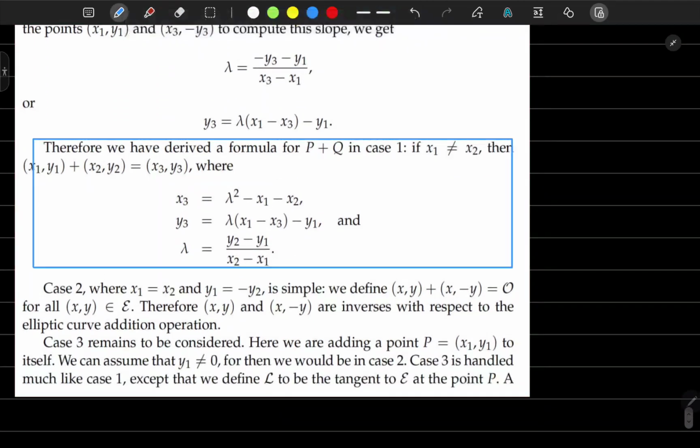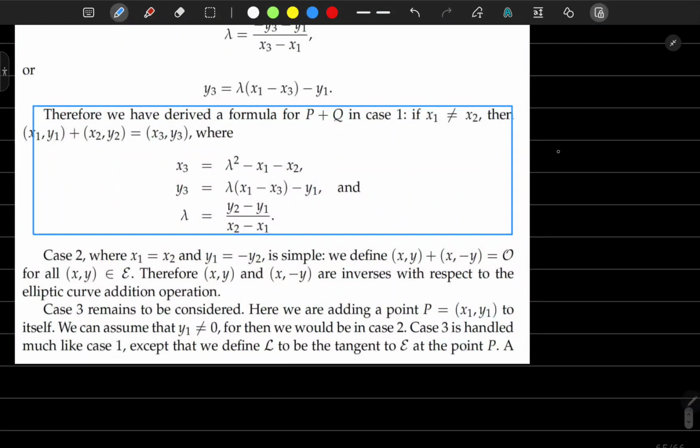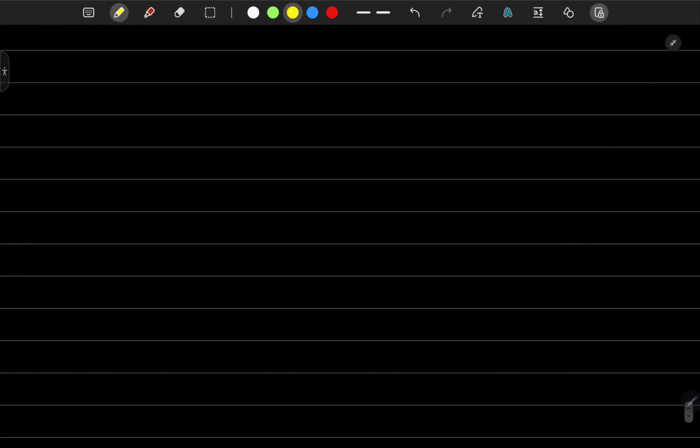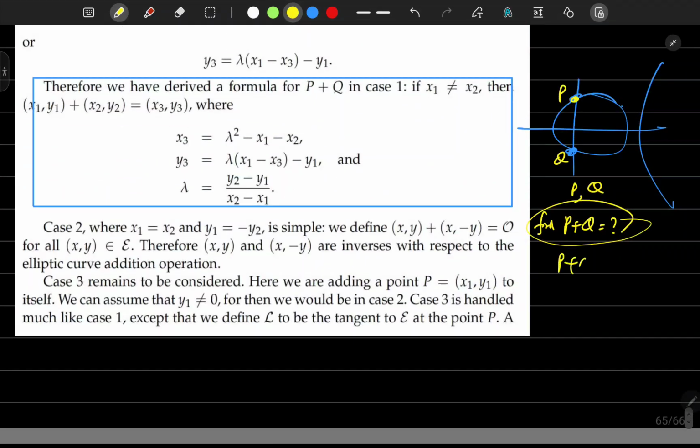Okay, the next case is very simple. What is that case? I told you already. Suppose two points are opposite and parallel to each other, so what will be the result? Not the equation, what I mean to say is, given two points that are mirror images of each other, find p comma q. What is the answer according to this theory? It's nothing but capital O, simple, the point at infinity.